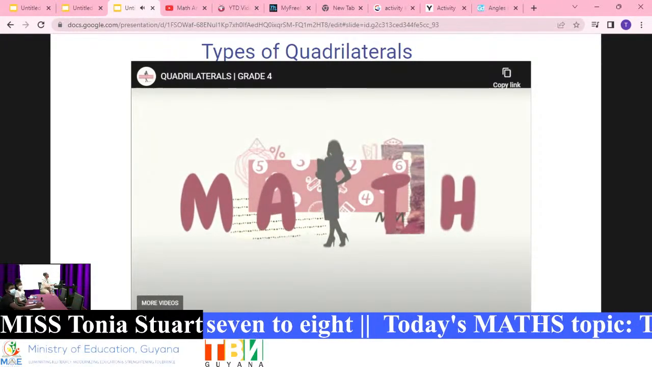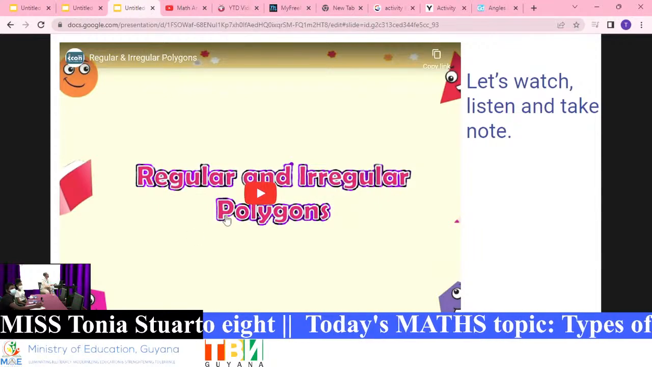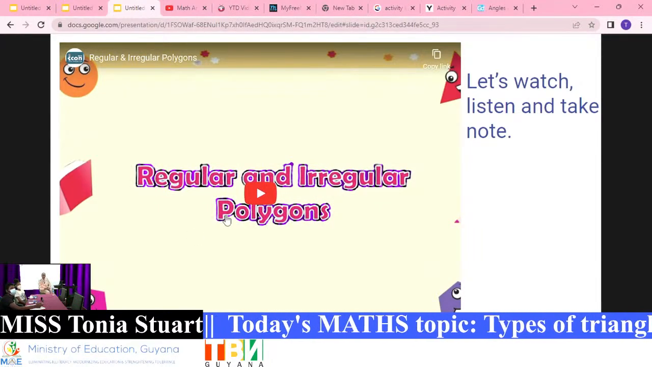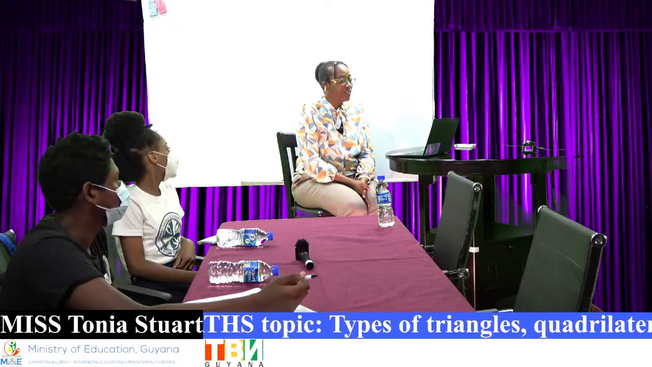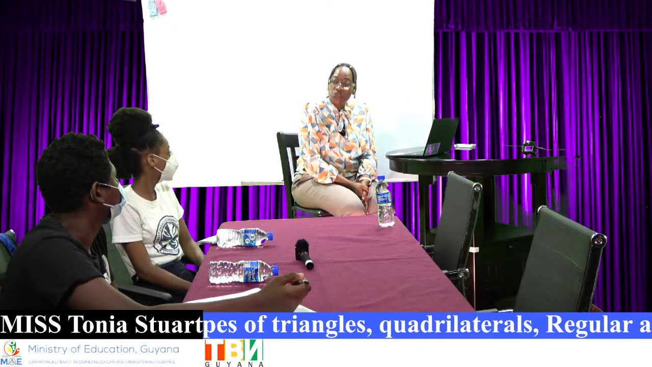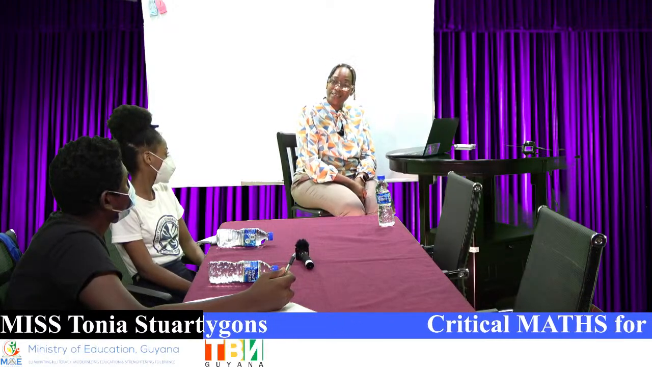So let's continue. Right. So we have one other piece before we do a little activity. We would have learned about the types of triangles. We would have also learned about the types of quadrilaterals. So now we're going to look at the regular and irregular polygons. Right? So once again, let's watch, listen, and take note.